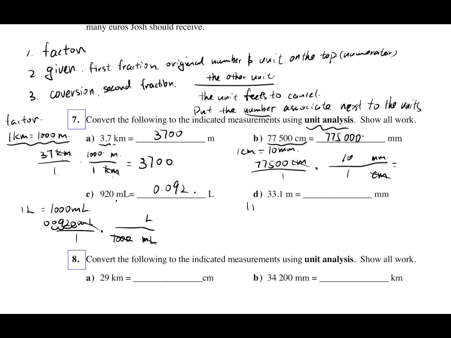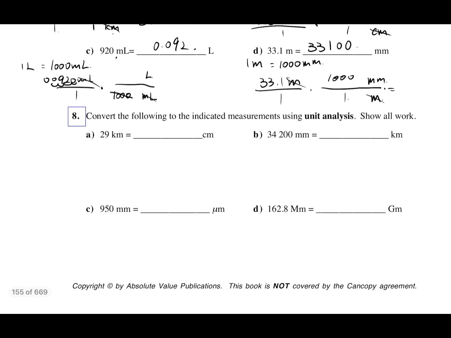Last one, 1 meter equals 1,000 millimeters. Then we write the original one on the top, times, and then the unit to cancel, m, and the remaining one, mm, on the top. Then we put the number associated with each unit, and when we cancel the units, it equals 33100. Okay, and let's do number 8.